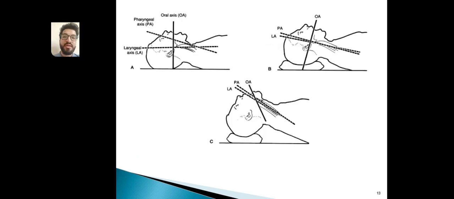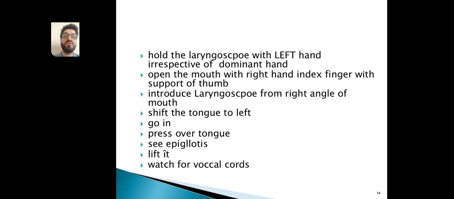And in this particular image, you can see that there are three axes. One is the laryngeal axis, second one is the pharyngeal axis, and third one is the oral axis. So whenever we need to intubate, these should be slightly aligned. Like you can see in image B, the oral axis is not properly aligned with the pharyngeal and the laryngeal axis. But in image C, you can see that the laryngeal axis, the pharyngeal axis, and the oral axis are slightly aligned in the same direction. So that is the position in which we will be able to visualize the vocal cords more properly.